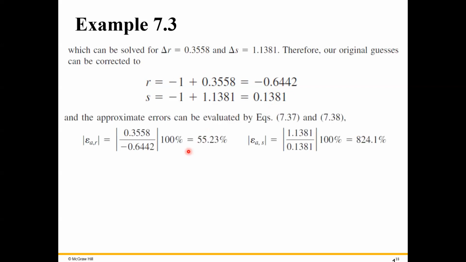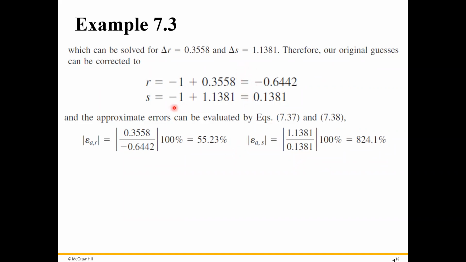And the next step will be to find their approximate errors. So the approximate error will be delta R over the new value of R, and delta S over the new value of S, all represented in absolute terms, and then multiplied by 100. In this case, we found that the approximate errors are very high: 55.23% and 824.1%. These values are very high, but you should not worry too much about that because this method will converge. After doing all this, which is a very long process, we have to repeat it.